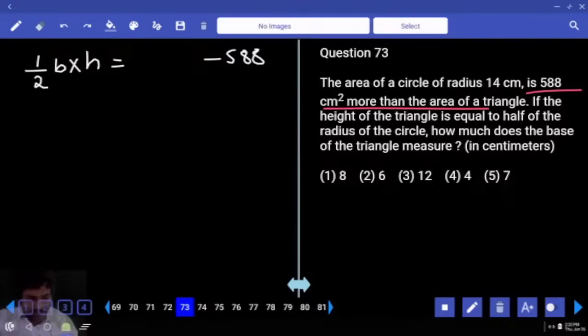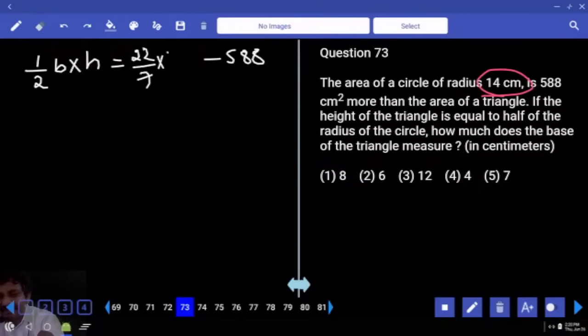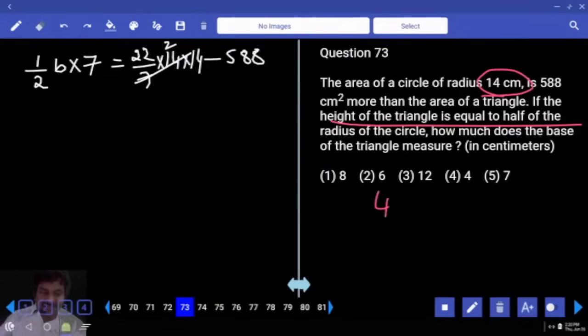Come on. And what is the radius of the circle? Then area is pi r square, 22/7 into 14 into 14. The height of the triangle is half of the radius, so I'll write height is equal to 7. 7 2 times, 22 into 2, 44. 44 14 times: 44 10 times 440. 44 4 times 176. Sum.